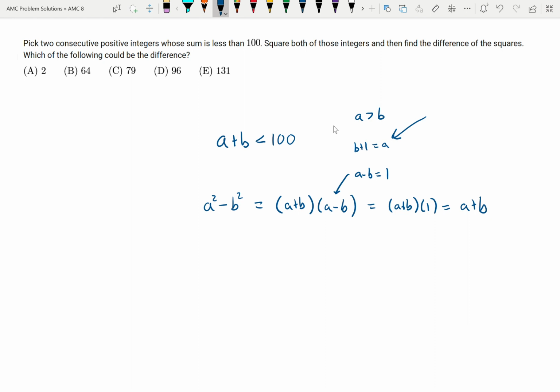And we're trying to find this thing. So for choice E, we know a plus b has to be less than 100, therefore a squared minus b squared has to be less than 100, so this wouldn't work.